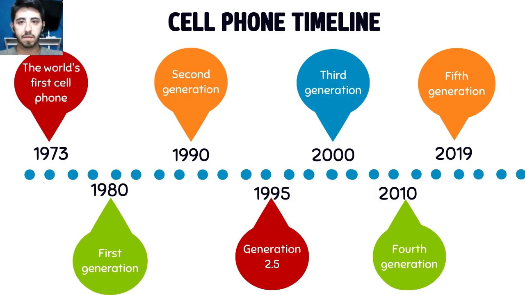Cell phone timeline. The world's first cell phone. In 1960, all the major telecommunication companies competed to make the first cell phone. Finally, the first company to design a cell phone was Bell Labs. The first cell phone prototype was made in 1973 by Motorola.